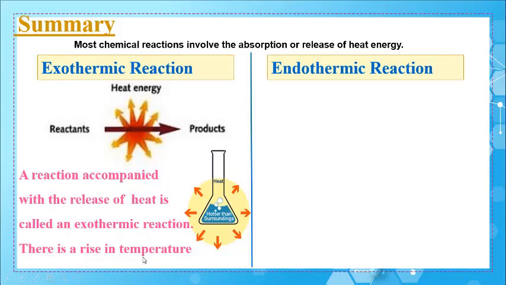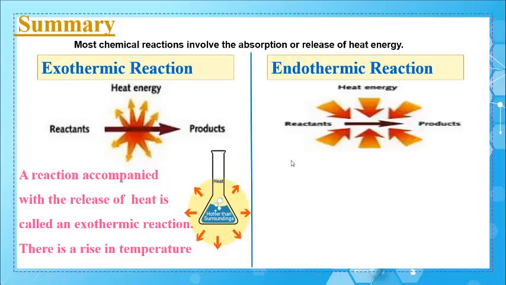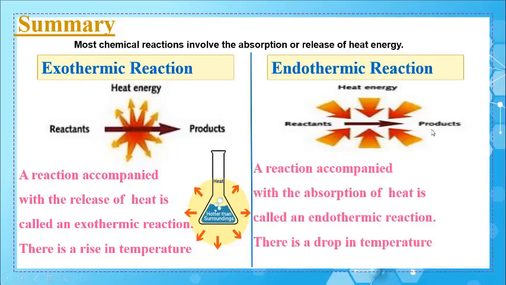Why? Endothermic reaction. The reactants need heat energy. It absorbs the heat from the surroundings in order to produce the products. So the reactants are cooler than the surroundings. So it absorbs heat from the surroundings to take place and to produce the products. Then a chemical reaction accompanied with the absorption of heat is called an endothermic reaction. There's a drop in temperature.